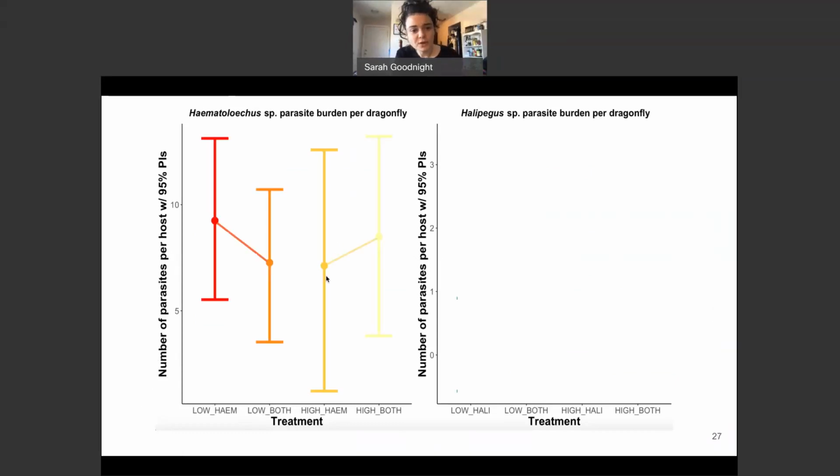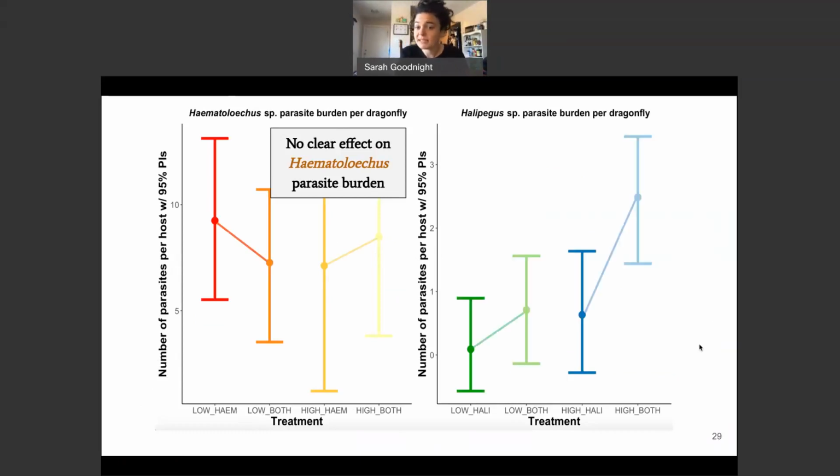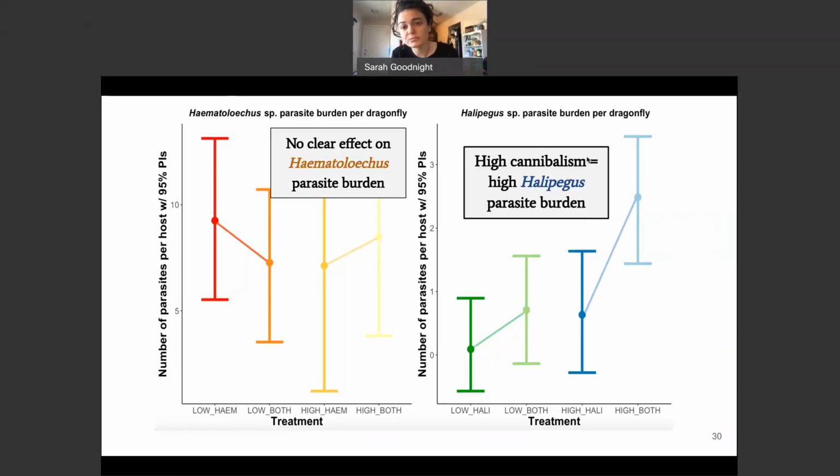For Hematoloechus, the take-home message of this figure here is that there really wasn't a huge difference between my treatments in terms of the number of parasites per dragonfly. So there was really no clear effect of cannibalism on Hematoloechus parasite burden. For Halopagus, the story was quite different. My high cannibalism treatments here on the right in the blue actually had more parasites per infected dragonfly. So higher cannibalism rates ended up leading to higher Halopagus parasite burden.